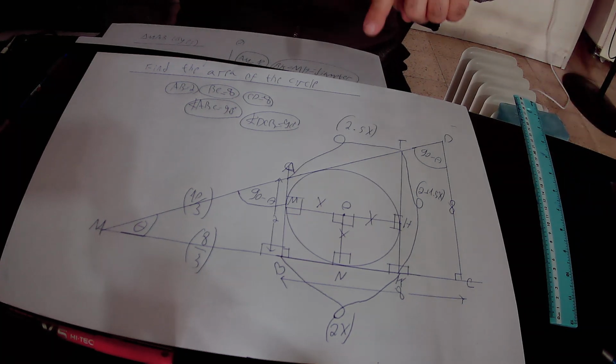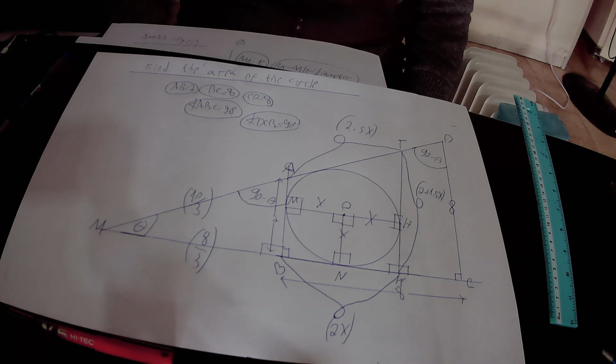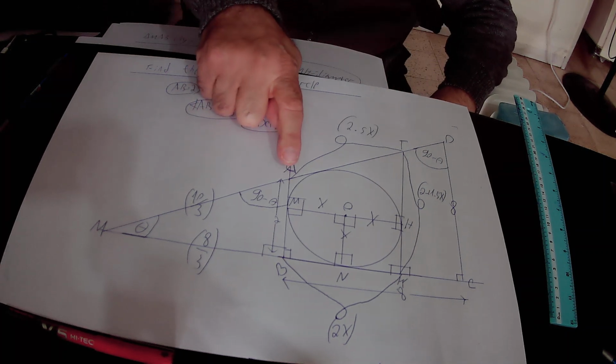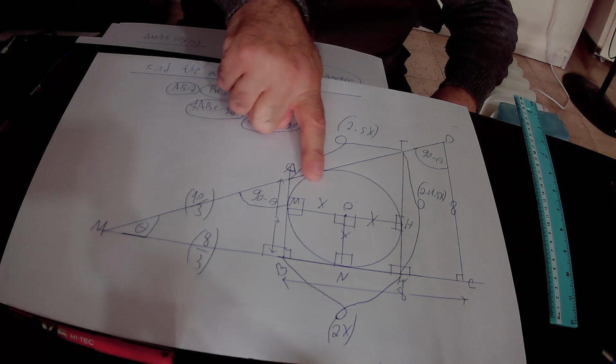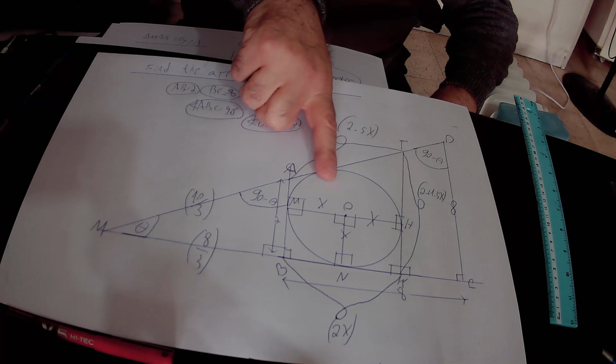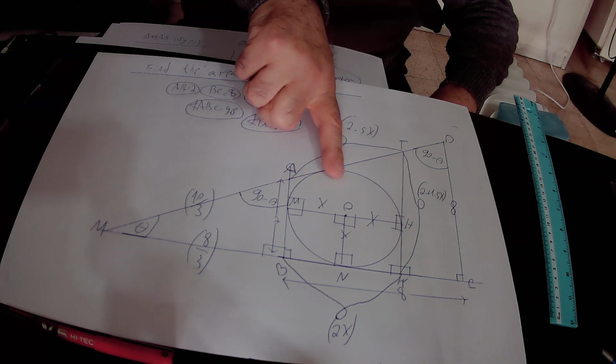We define the center of this circle as O. AB is tangent to this circle at point M. We join points O and M together by a straight line. O is the center of the circle, M is a point on the circle itself, therefore OM is the radius that we define as X.